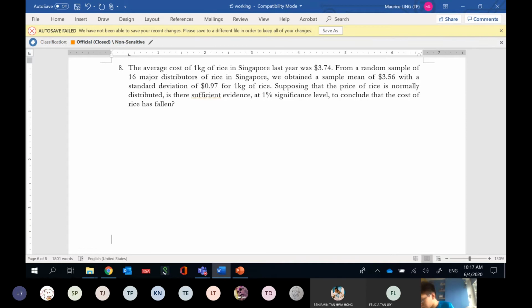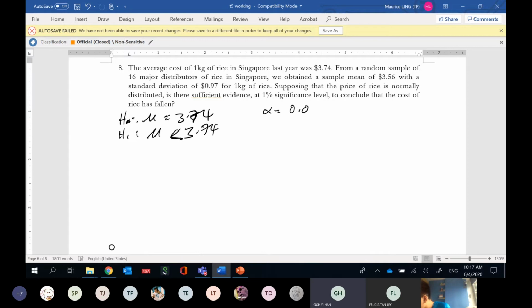Yeah. The null hypothesis is mu equals 3.74. Then the alternate is mu is less than 3.74. Okay, then the alpha?